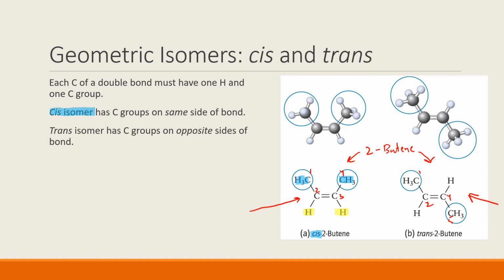On the other hand, the isomer of 2-butene shown on the right hand side has the similar groups across the double bond or on the opposite side. As you can see, even the hydrogens are present on the opposite side of the carbon-carbon double bond. So those geometric isomers in which the similar groups are present on the opposite side of the double bond are known as trans isomers.